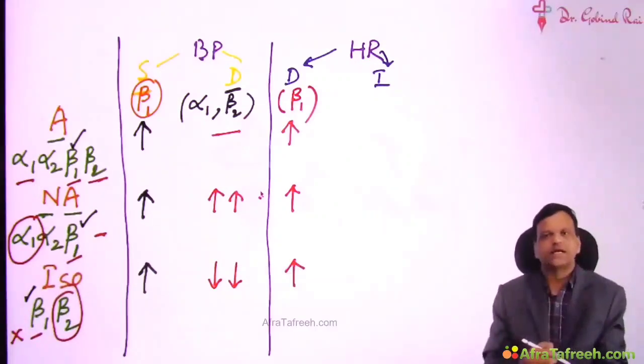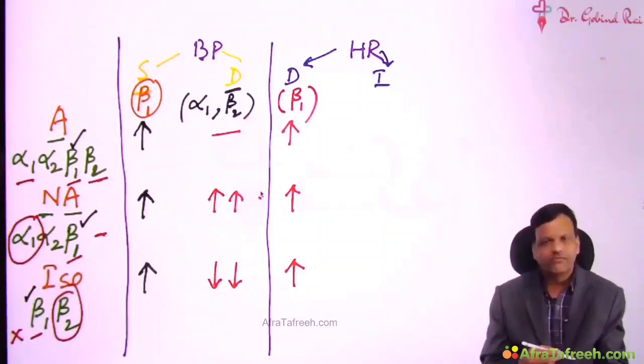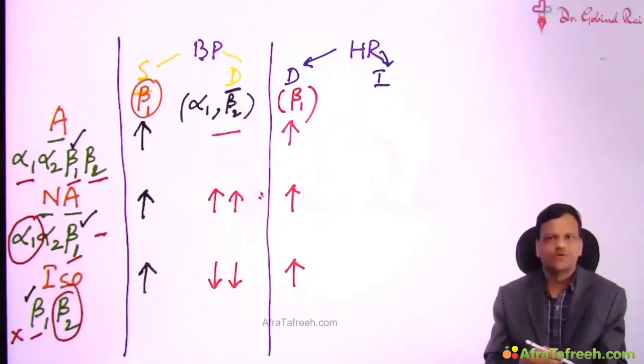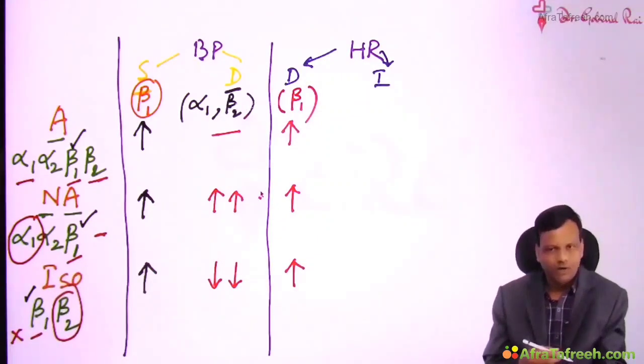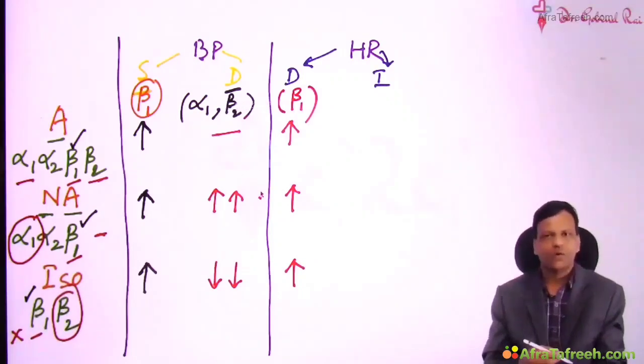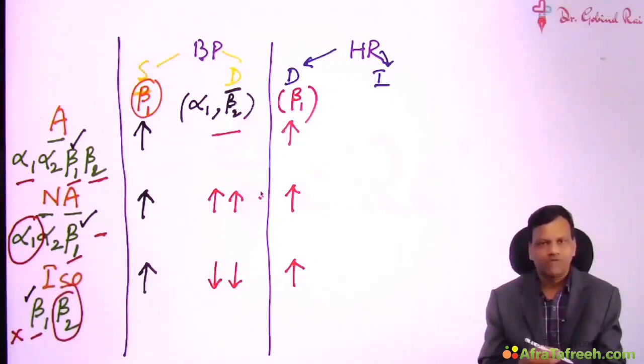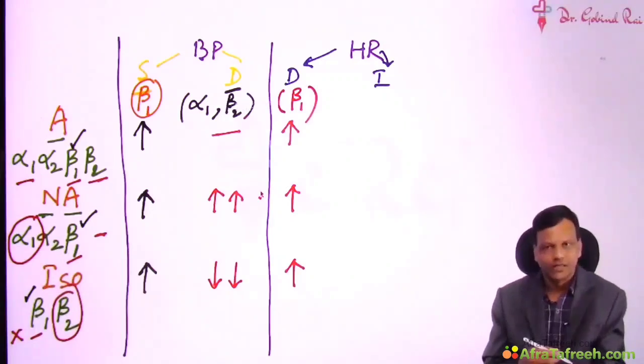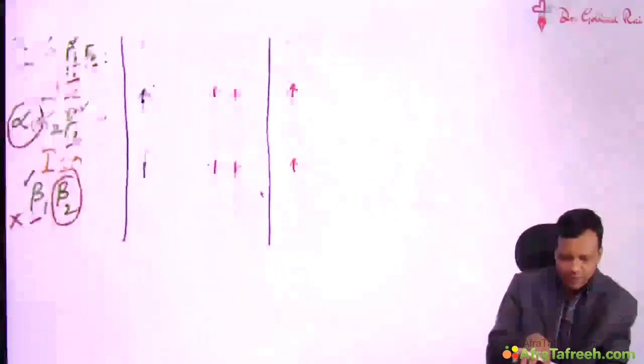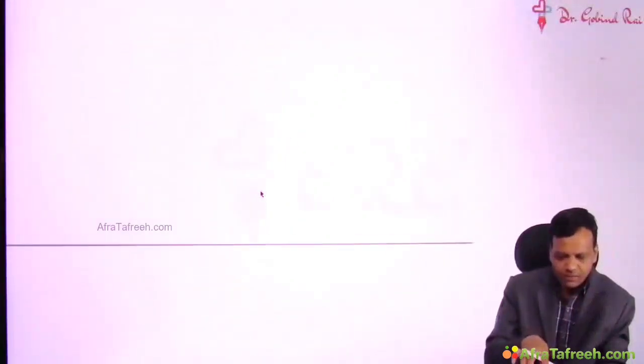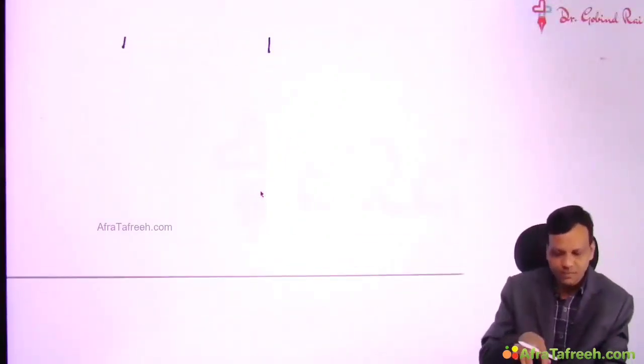Now what is this indirect effect? Indirect effect is the compensatory response of the body. Remember, our body has compensatory ability for everything. If anything goes wrong in the body, our body will try to rectify that automatically. So that is called the indirect effect. Now if the BP increases, the body will try to decrease the BP. If the BP decreases, the body will try to increase the BP.